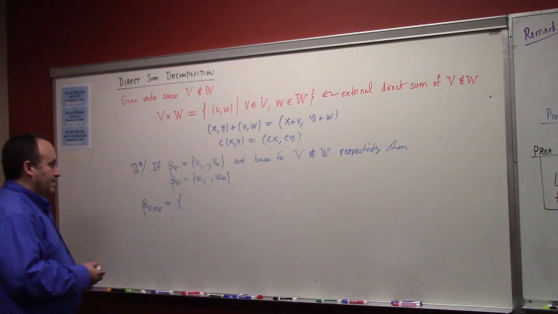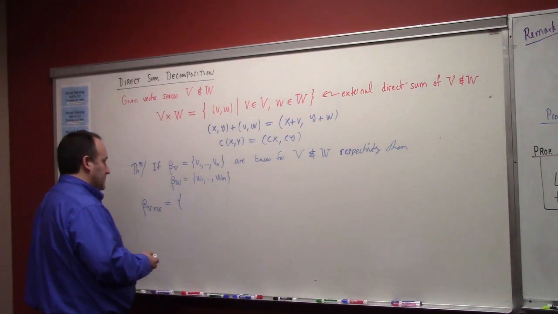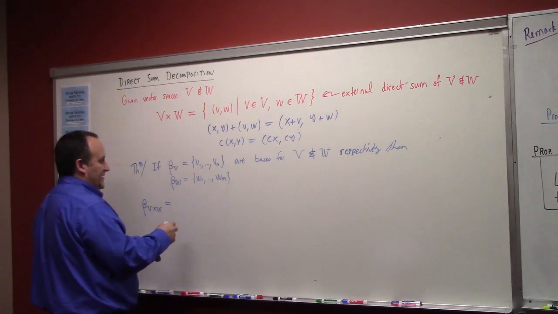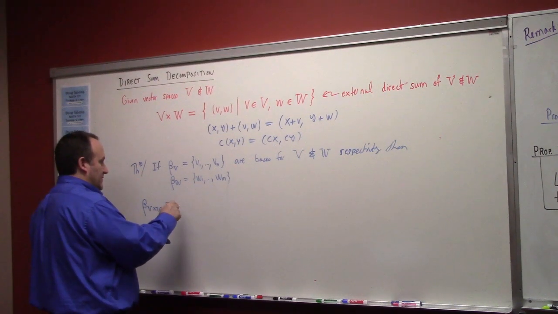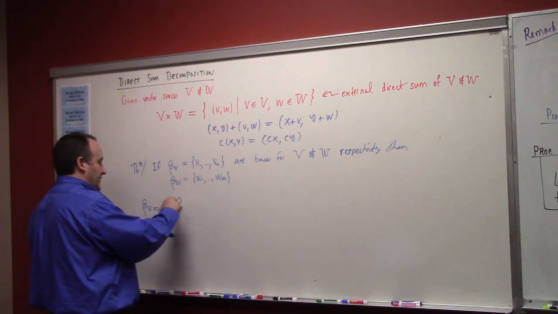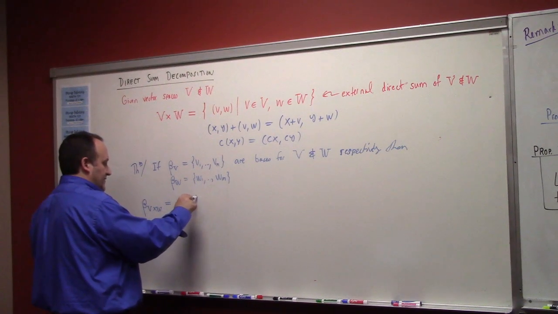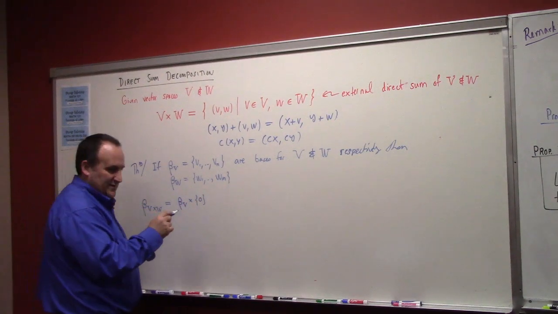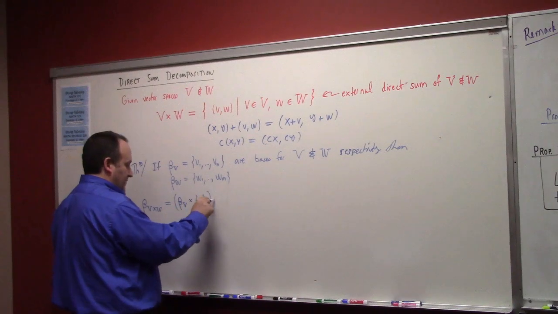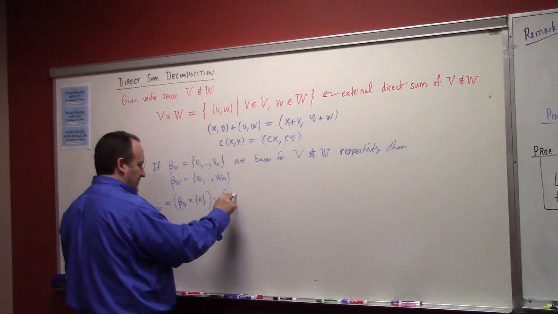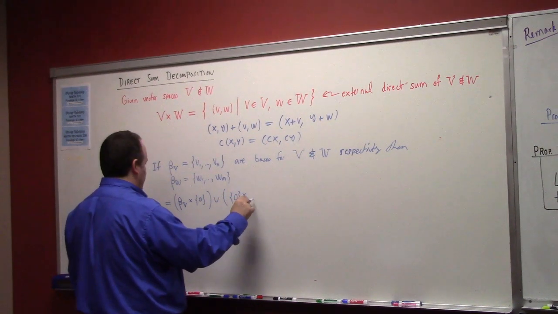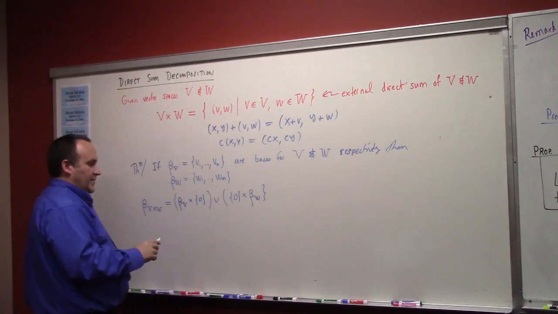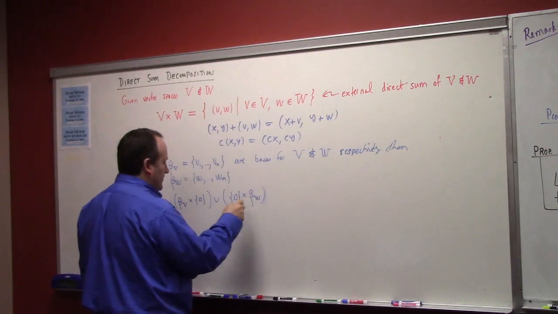V1, W1. That's the pairs. If you'll allow me this kind of abusive notation, we could do beta v cross 0. This is not an abuse of notation. I think this is right: union with 0, Cartesian product with the beta w basis. My bad, that was a union of these two sets.